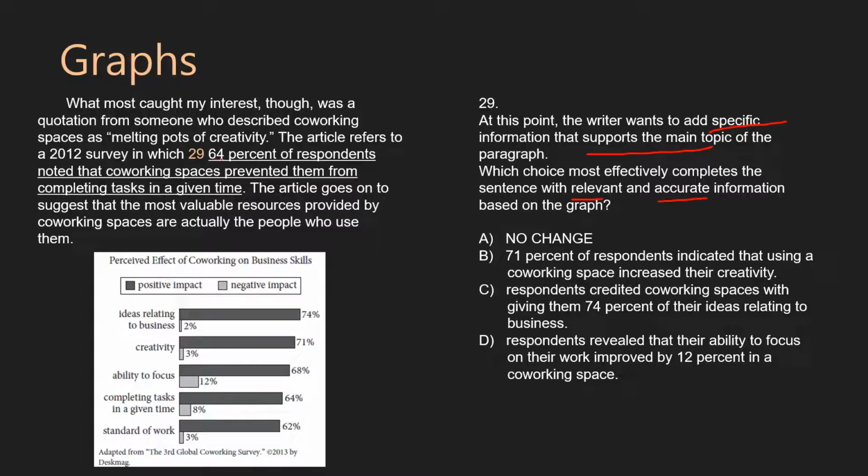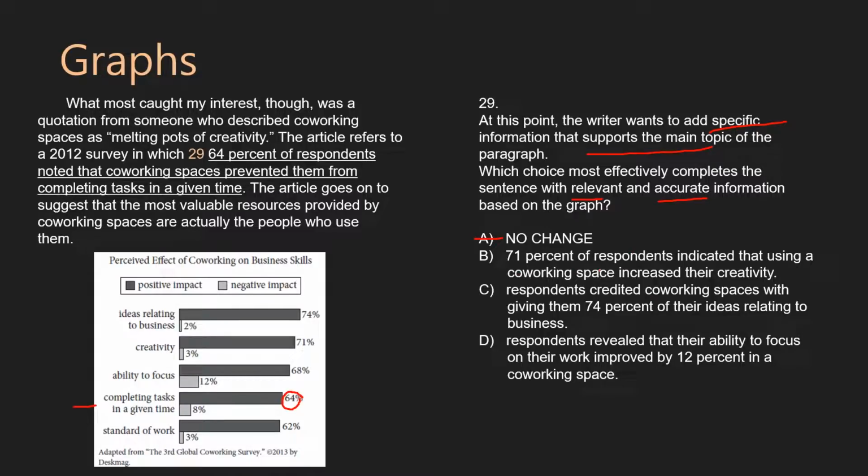A said 64% thought that prevented them from completing tasks in a given time. Here's completing tasks in a given time. 64% is there, but 64% think it's positive. And I see here that it prevented them, so that's negative. So A is actually opposite to what the graph shows me.